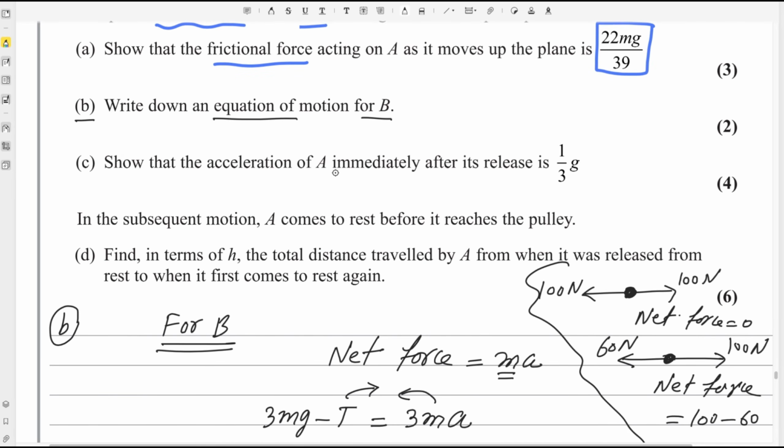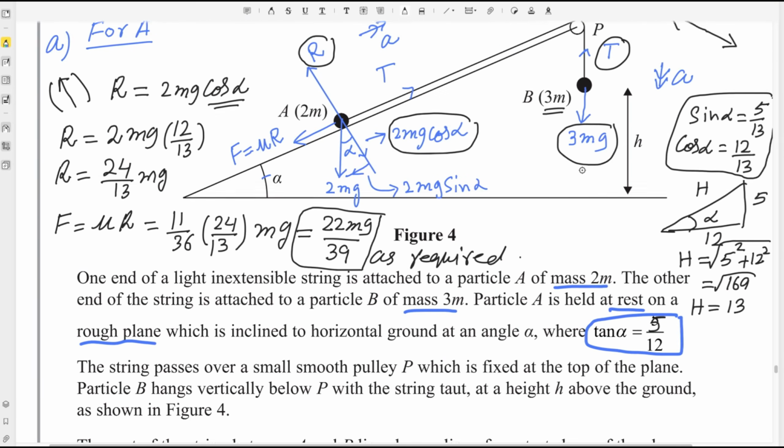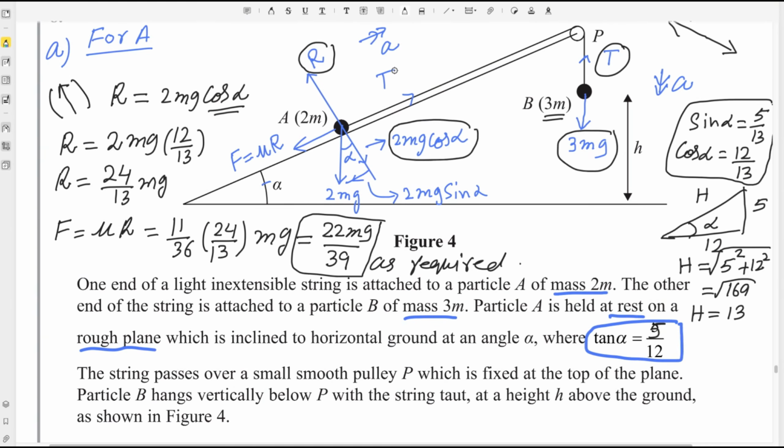Show that the acceleration of A immediately after its release is 1 over 3 g. We need to prove that the acceleration for particle A is 1 over 3 g. The string is inextensible and we are assuming that the tension on either side of the pulley remains the same. It is equal. So acceleration will be equal for both particles, as B is moving downwards and A is moving up the plane. Look at this diagram. We will use a net force because this particle is moving up the plane. So the net force, the component that is acting this way, will be greater than the components that are acting down the plane. So look at the figure.